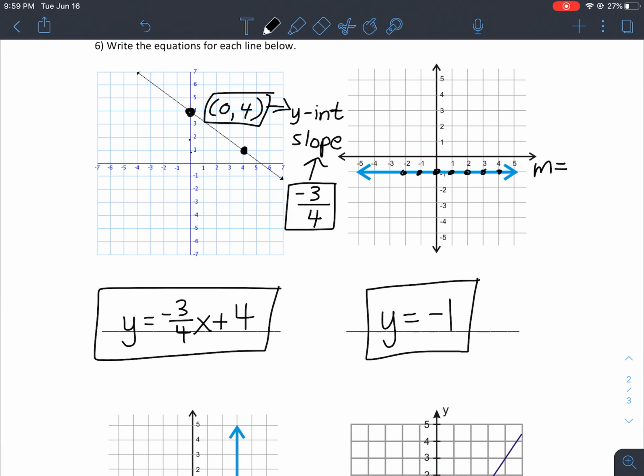Another way people think of this is the slope is, since it's a horizontal line, it's 0. Your y-intercept is 0, -1. So you can write the equation of the line, y equals m, which is 0, x, plus b, well, b is negative 1. 0 times anything is just 0, so that's why the equation is y equals -1.